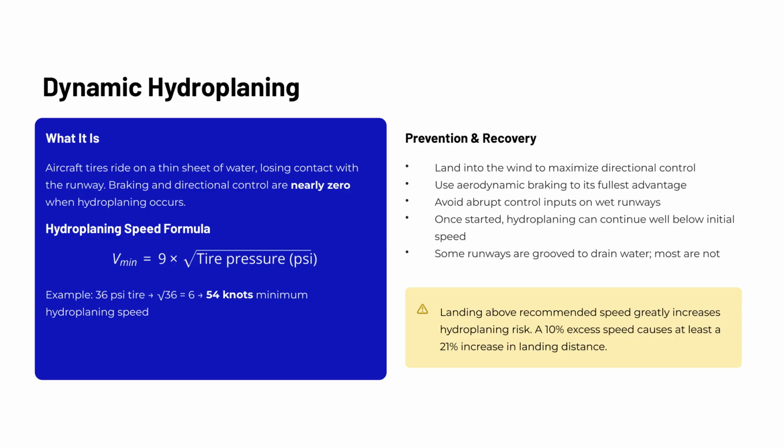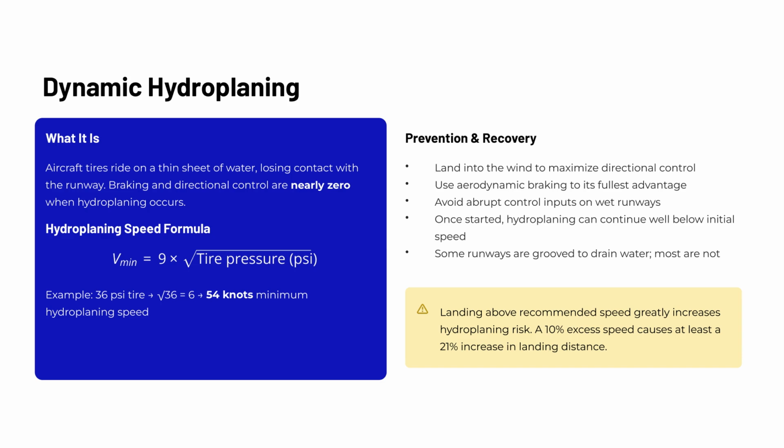Dynamic hydroplaning is one of the most serious hazards you can encounter during landing on a wet runway, and understanding it could save your life. It occurs when your aircraft's tires ride up onto a thin film of water, completely losing contact with the runway surface. When this happens, braking effectiveness and directional control drop to nearly zero. You are essentially skating on water with limited ability to stop or steer the aircraft.